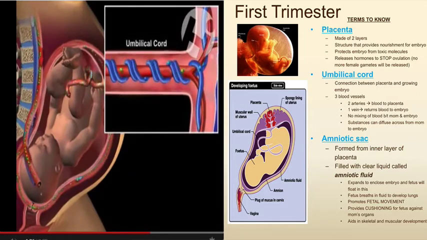Because the fetus will be moving inside of the uterus, it's going to be important for the fetus to have some cushioning, and that's what this amniotic sac is going to help do. It's going to help cushion the fetus against the mom's organs. It's going to help in muscle development, skeletal development. So make sure you know the primary role of the amniotic sac: promoting fetal movement, cushioning the fetus during movement, and actually promoting muscular development.